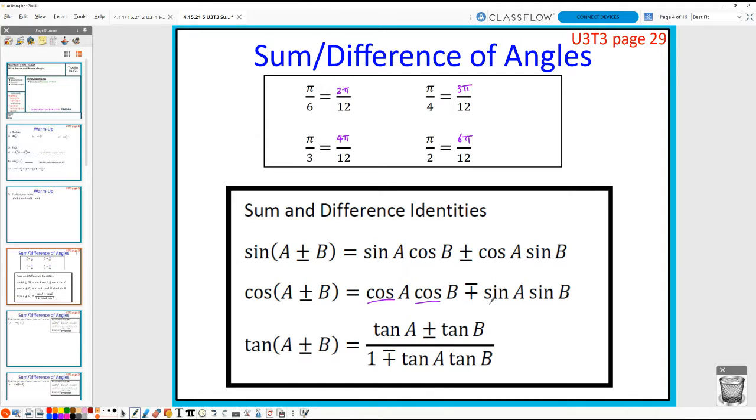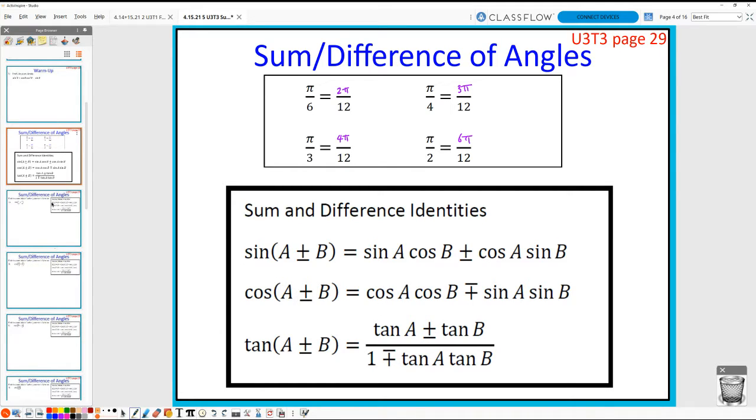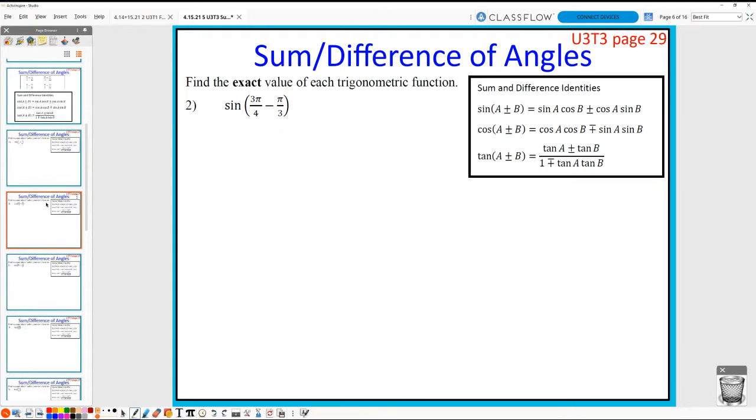Also, it's cosine, cosine, then sine, sine. For sine, it was sine, cosine, cosine, sine. So just small variations, be careful. I think these are not too bad, though. Tangent is really the one that's kind of crazy. But these identities are given to you, so you don't really have to memorize them. You should be able to just use them straight out of the box.